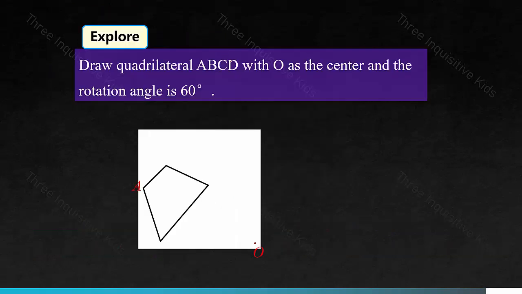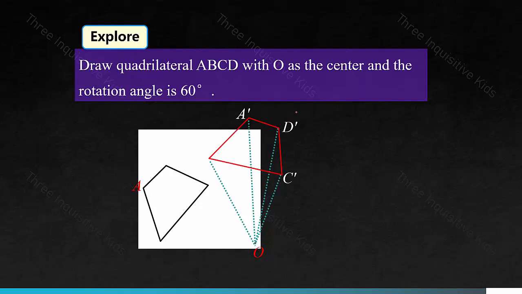Draw a quadrilateral ABCD with O as the center, and the rotation angle is 60 degrees. Just like translation, all you have to do is rotate or transform each point separately, and then connect the dots. We're first going to rotate A. Then we're going to rotate B. This is C prime. And then we're going to rotate D to get D prime. Now, you can connect the dots to get this new quadrilateral.